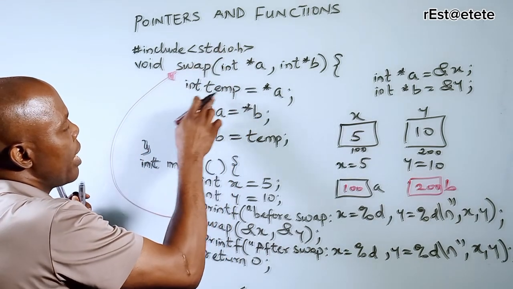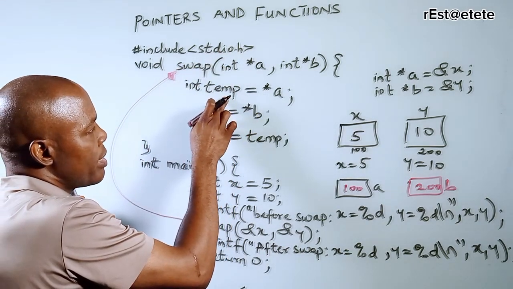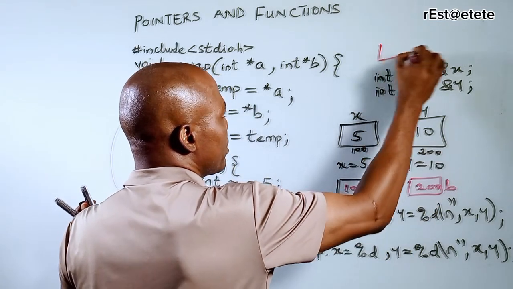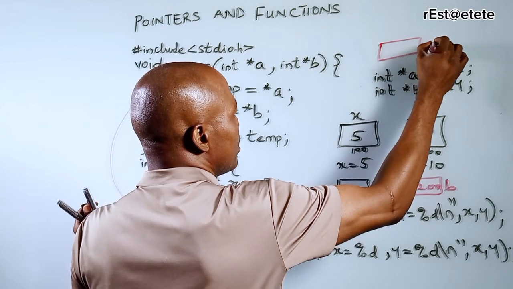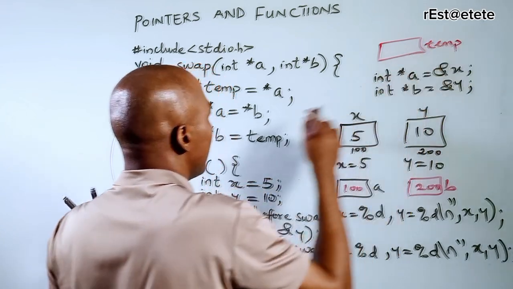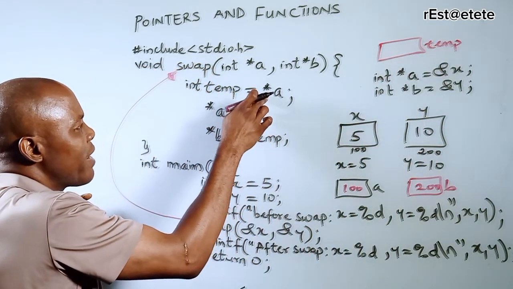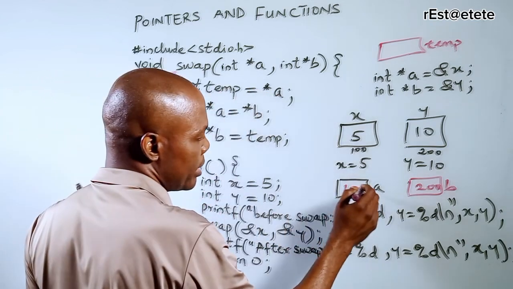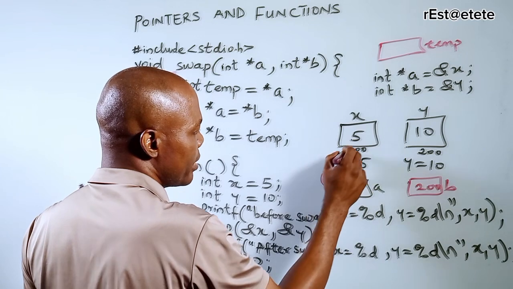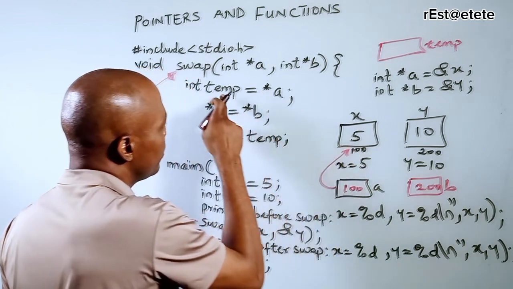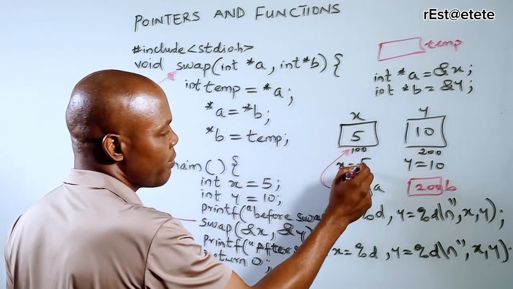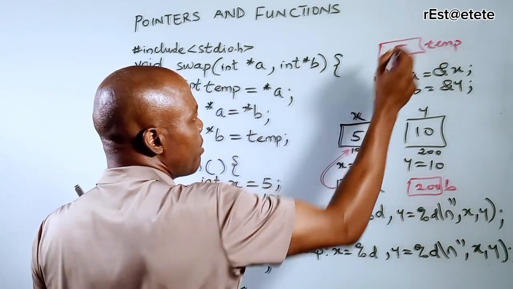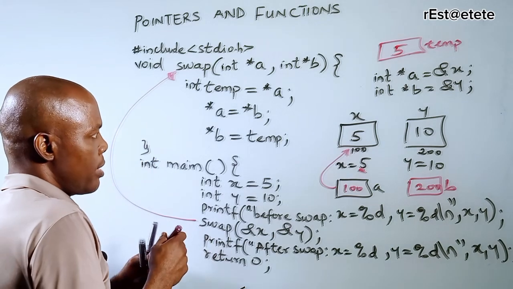Then you create another variable, which is temp. So this is temp. And then you assign the value that is in a into temp. This is a. So a is referencing this address. If you dereference it, the value is 5. So you are asked to put that 5 in temp. So temp becomes 5, right?